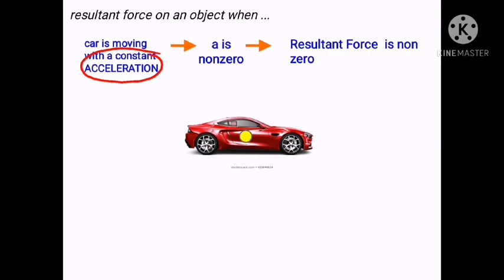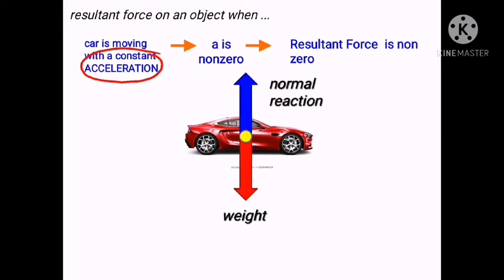So now we're going to draw a free body diagram. Let's look at this car here. When drawing a free body diagram, always start with center of mass. And then we have weight. And of course, we have normal reaction force. Since the car is moving with an acceleration, we are going to have thrust. And then we have frictional force. Alright? Now, let's compare thrust and frictional force.